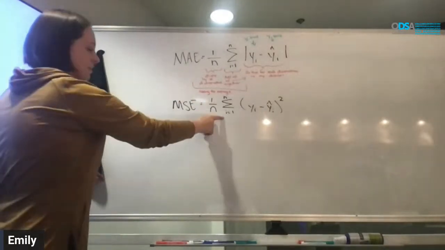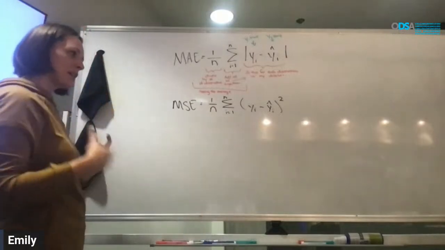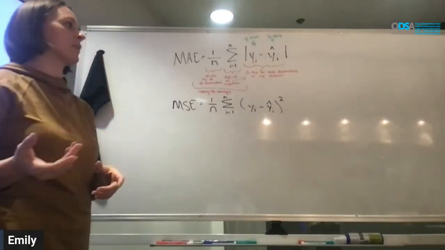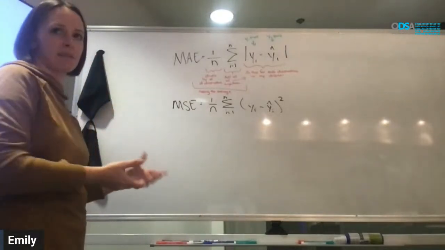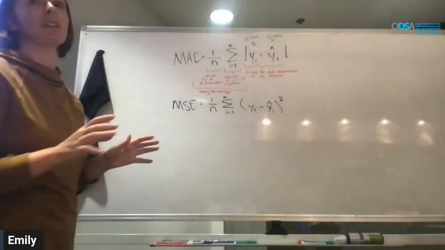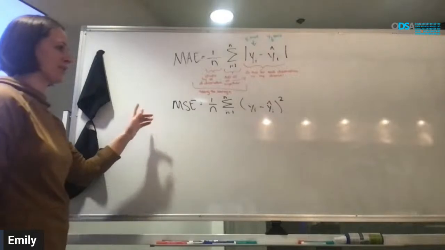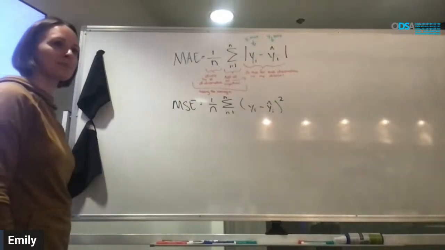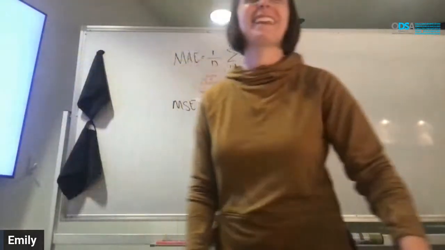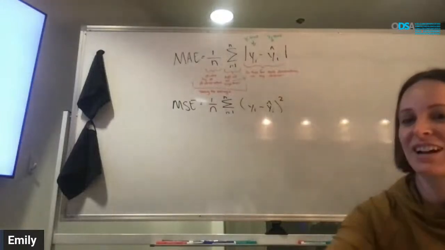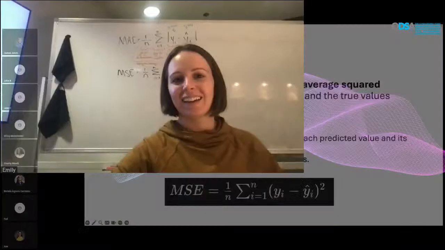and use it for that reason. But I wouldn't necessarily use it to communicate to stakeholders. I'd probably put it back in that root metric. Otherwise, they're going to be really freaked out. Yeah, be like, your model's way off. So I would use the root mean squared error. Exactly. Which we'll talk about next.